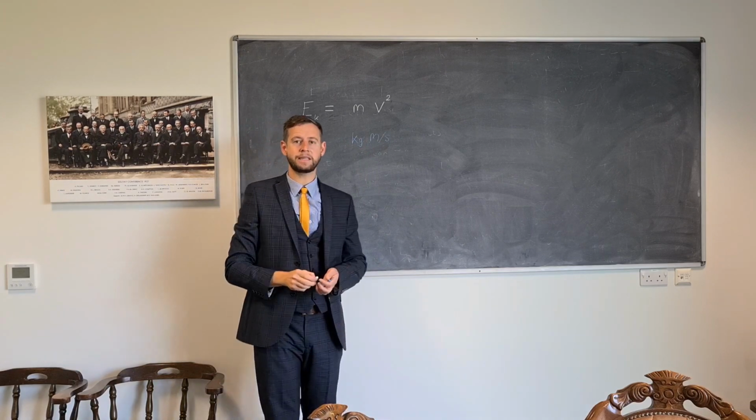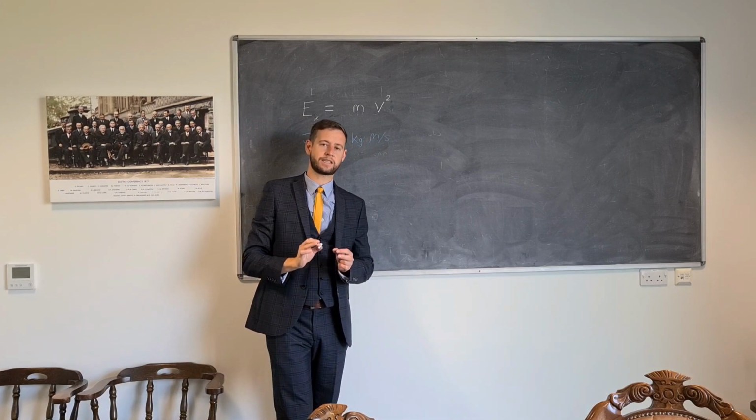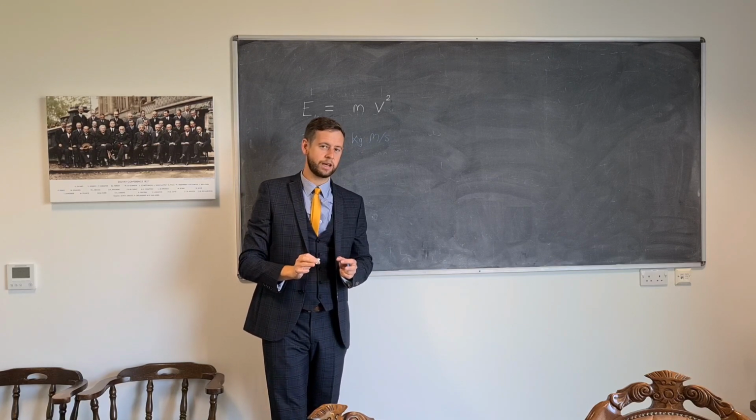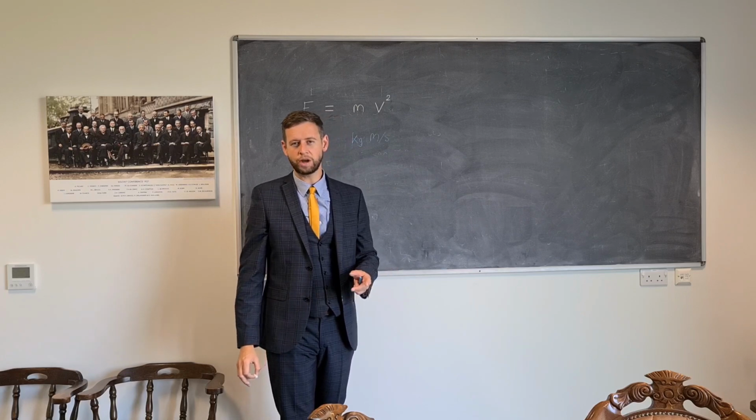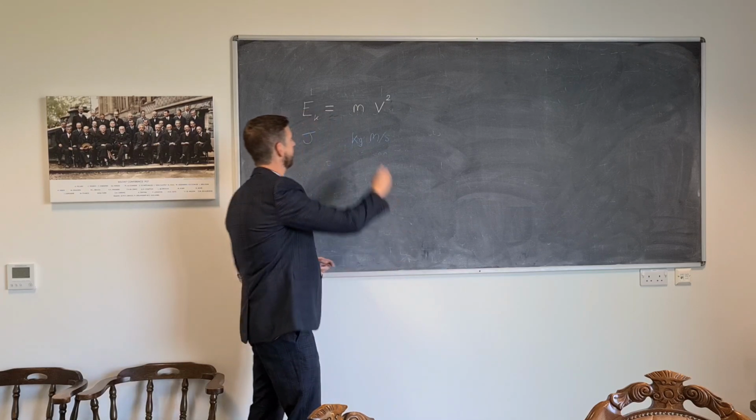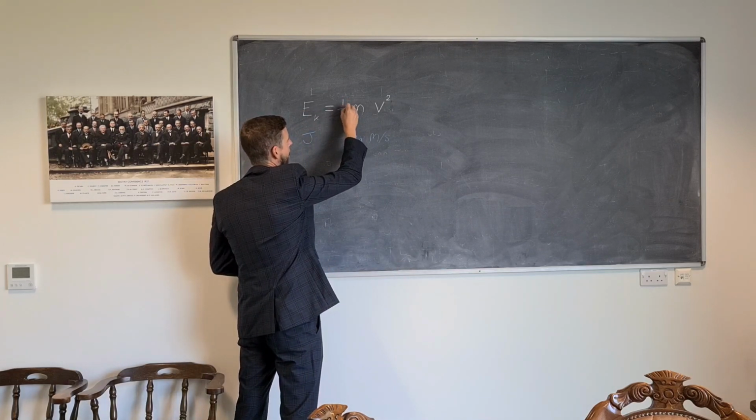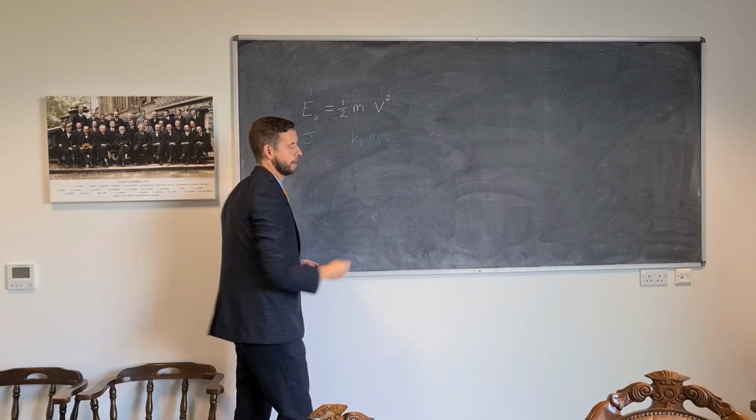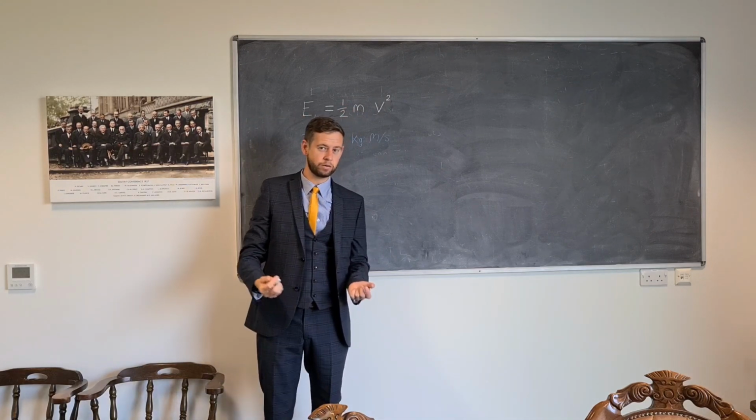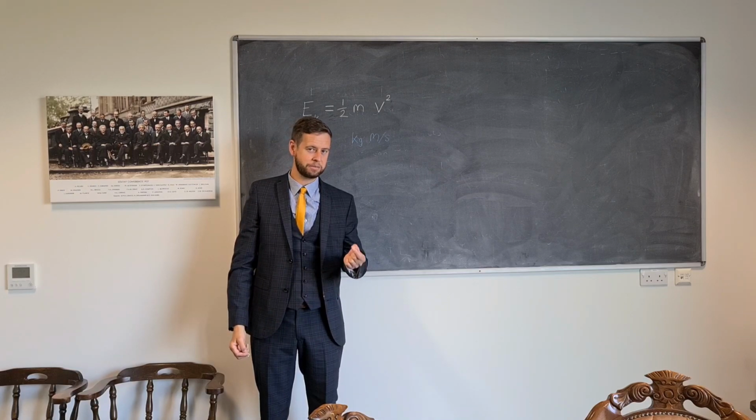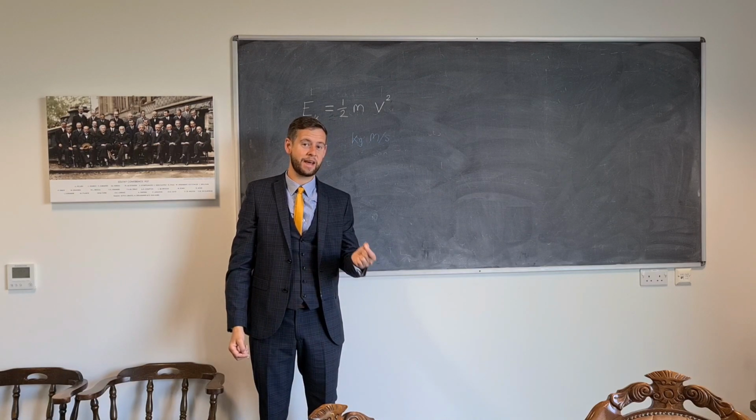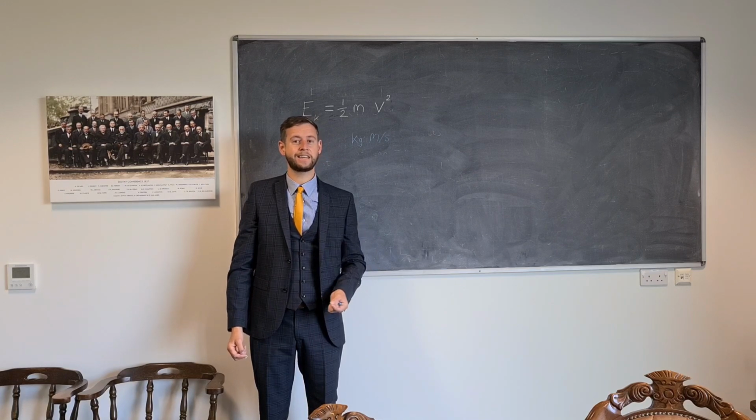Now it's nearly complete, but one last thing that scientists found was that there had to be some constant of proportionality. To make these numbers work, they had to add one more thing, and it was a half. As in the number 0.5. A half times mass times velocity squared, and that gives you kinetic energy.